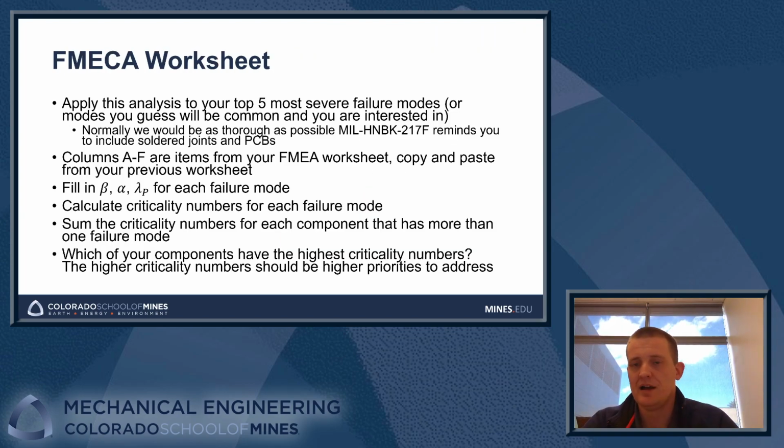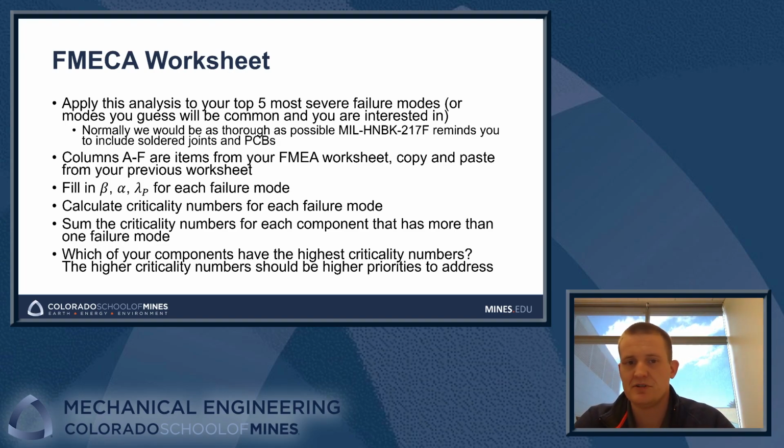All right. So once you kind of go through this, that's how we'll calculate our failure rate models. What you want to do is go through the FMECA worksheet. From your FMEA, identify your 5 most severe failure modes, or basically failure modes that you think will be common or be interesting to analyze somehow. Pick some really good ones that you have some data for, so you can have a good failure rate model and really calculate a nice criticality number for.